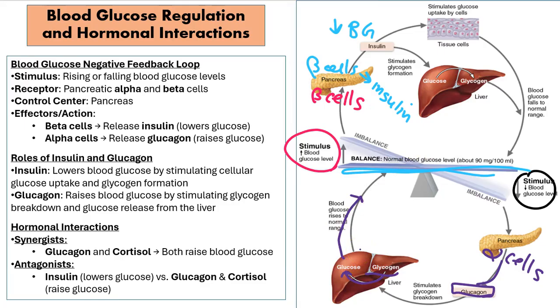So as you can see, when we're thinking of our insulin and our glucagon, they do have sort of antagonistic responses to blood glucose. But their whole goal is to maintain homeostasis.